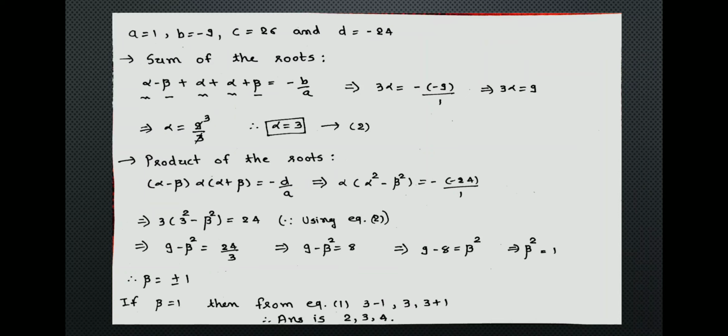So we get 9 - 8 = beta². So beta² = 1. So we get beta as plus or minus 1. If beta = 1, then from equation number 1 we have 3 - 1, 3, 3 + 1. Therefore the answer is 2, 3 and 4.